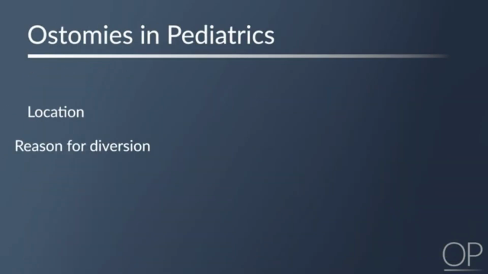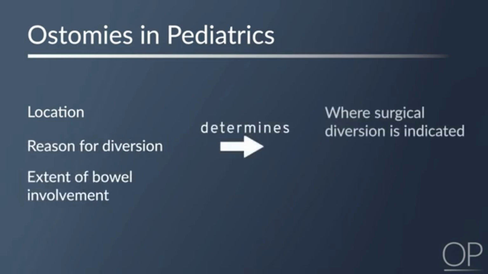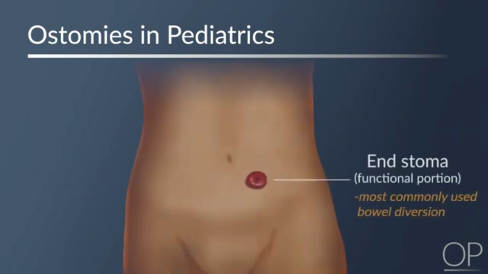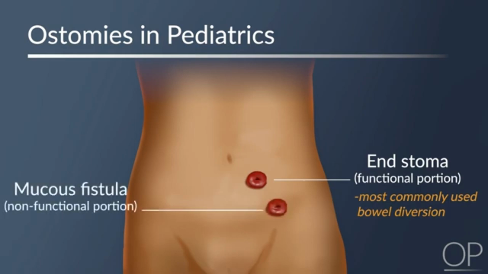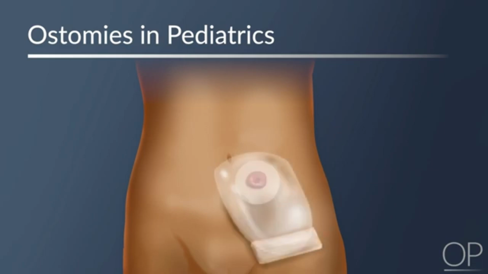The location, reason for diversion, and extent of bowel involvement often determines where in the bowel segment surgical diversion is indicated and the type of surgical procedure done. In pediatrics, the most common bowel diversion is an end stoma, or the functional portion, with or without a mucus fistula. The non-functional limb is reserved for future reconnection to achieve bowel continuity, or a loop stoma. In pediatrics, the stoma is typically pouched, even when the child has control of bowel movements.